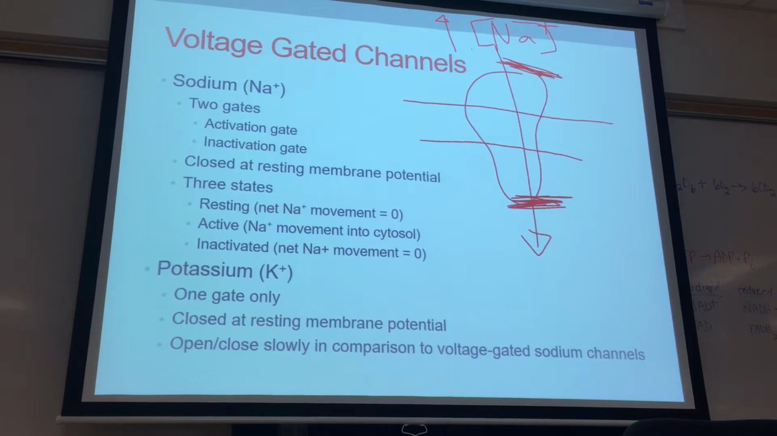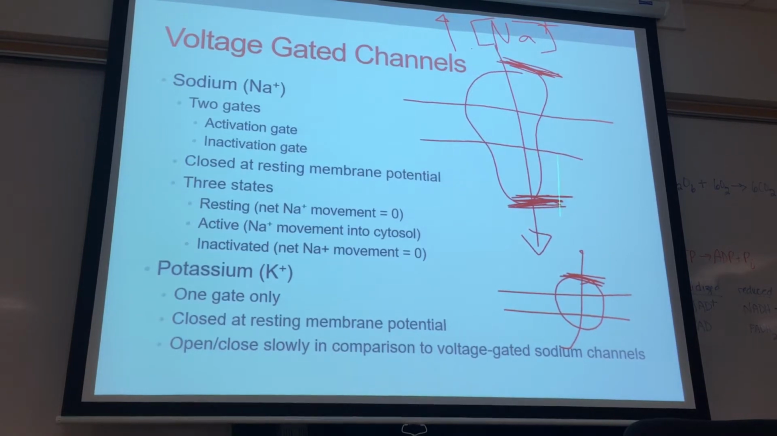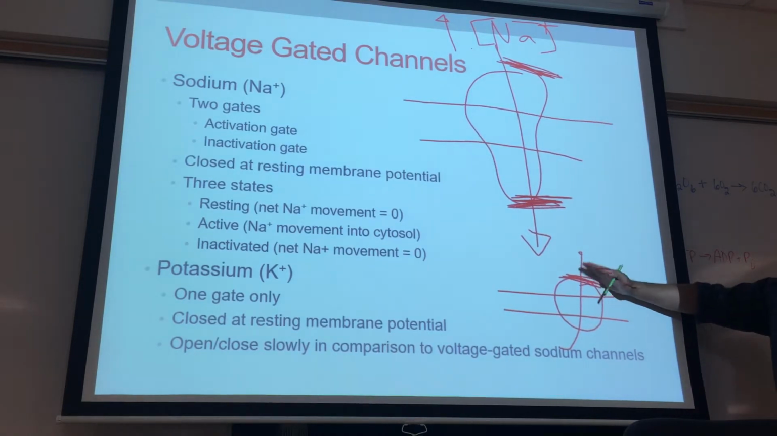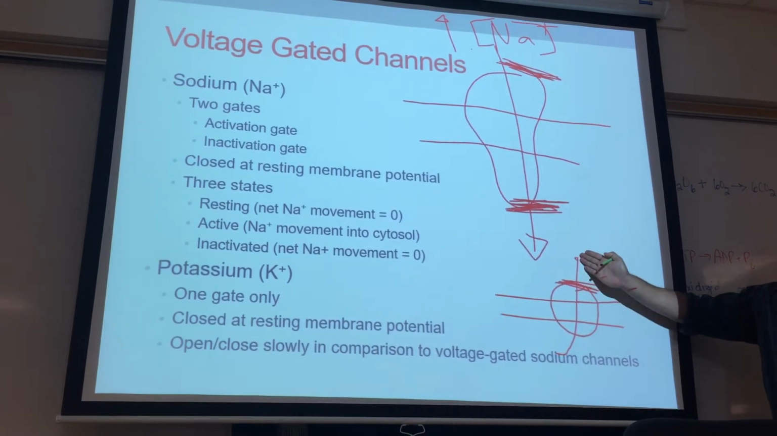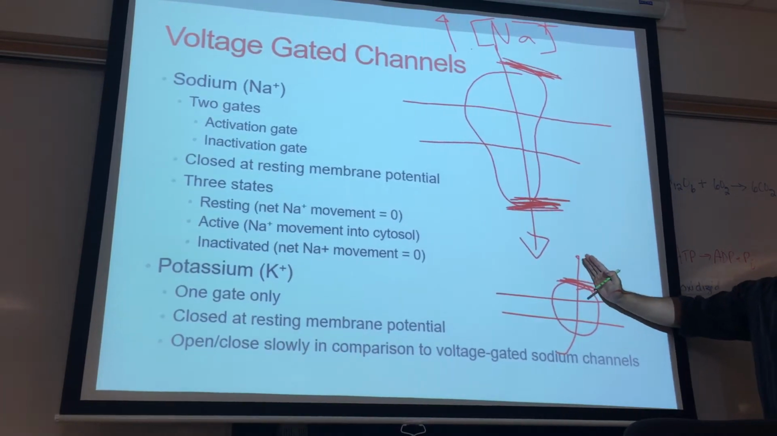Now the other one is potassium, where potassium gates are actually simpler. It's the same thing, but you're going to have a channel, and there's only one gate. It's closed at negative 70 millivolts, and it's going to open. And the thing about these is they open much slower than our voltage-gated sodium channels. So those slam open real fast, and they allow sodium to rush in. These take their time. Once the voltage changes and it allows it to open up, then it opens up and allows potassium to move out of the cell. And then it takes some time for that thing to close.